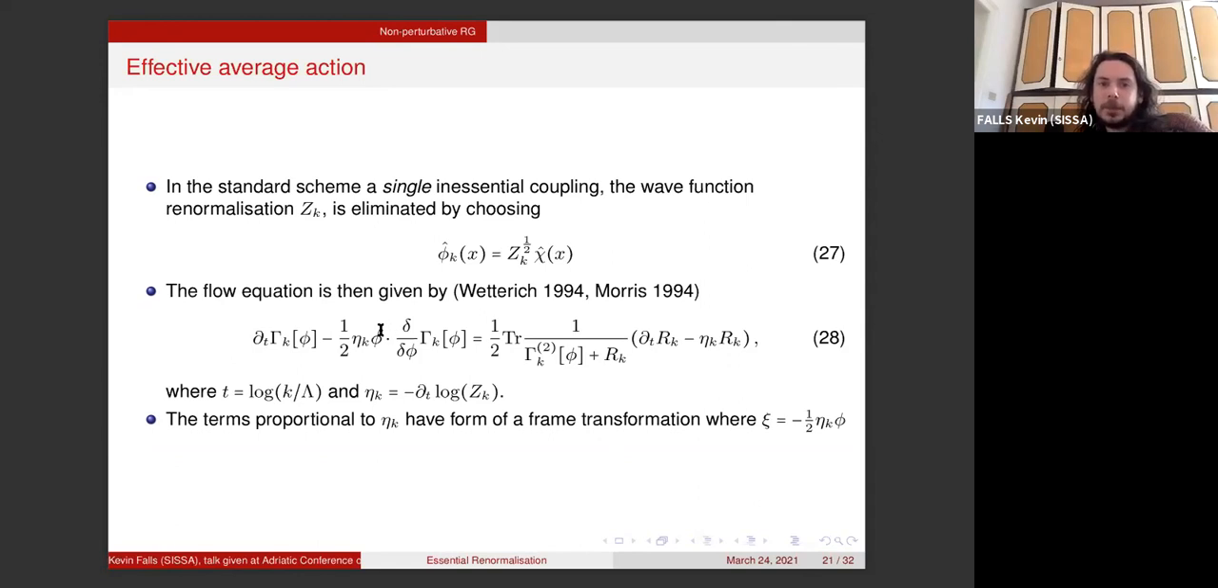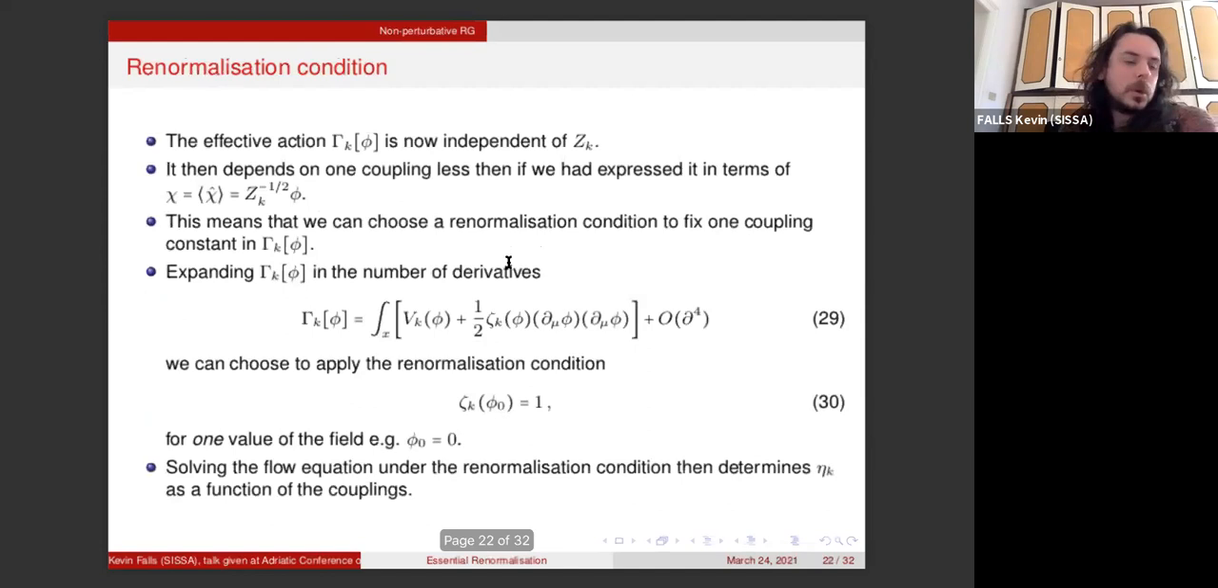And you can see that the terms proportional to eta here have the form of this frame transformation where the xi is just linear in the field. So it's minus 1/2 times the eta, which is the anomalous dimension of the field. And this is the standard scheme, so this is the standard setup which is done. And the purpose of introducing this eta is that now the action, when expressed in terms of phi instead of in terms of chi, won't depend on the wave function renormalization.